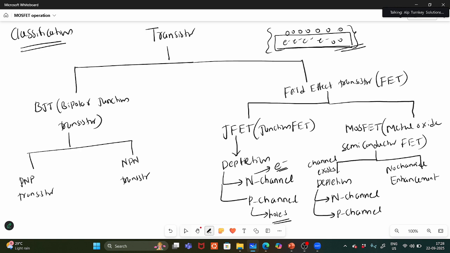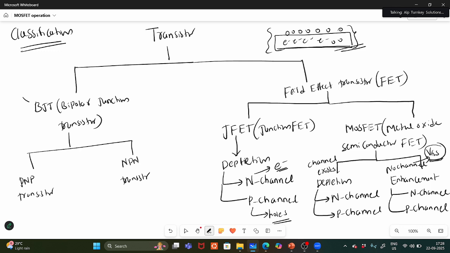So we need to apply some positive gate to source voltage if it is an N channel MOSFET, and negative gate to source voltage if it is P channel. You need to apply the input gate to source voltage so that we develop the channel. Again there are two types, N channel and P channel. These are the differences between the different classifications of transistors, BJT and FET.